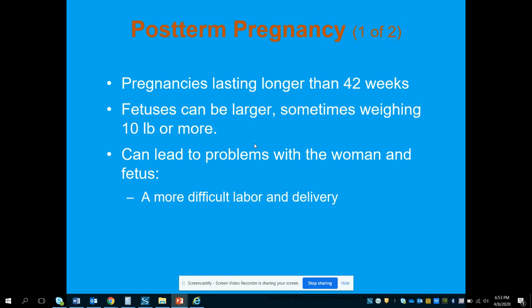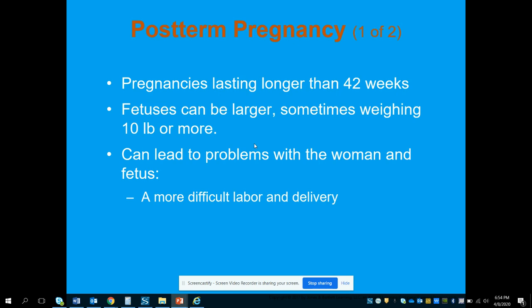So postterm pregnancy is any pregnancy lasting longer than 42 weeks. The average gestation is 40 weeks, and you start counting the pregnancy from the first day of the woman's last menstrual cycle.